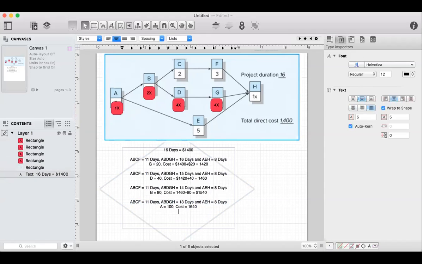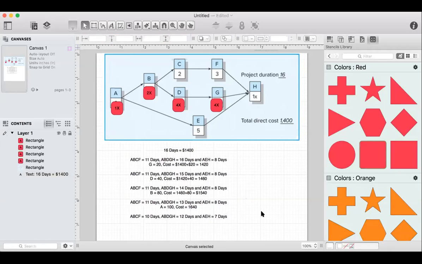Now I have, this became 12. This became 10. And this became 7 days. What do I crash next? I don't think you can crash anymore. That's it, guys. Well done.